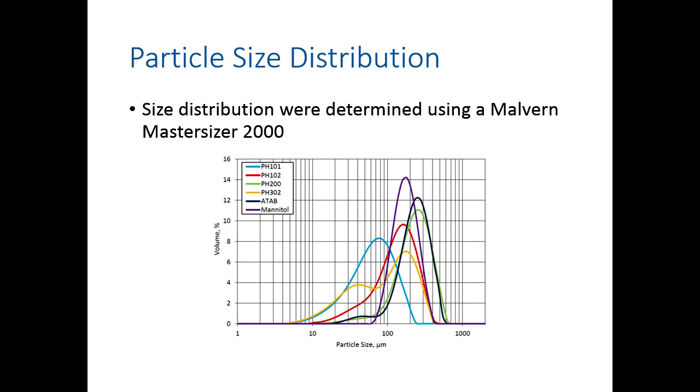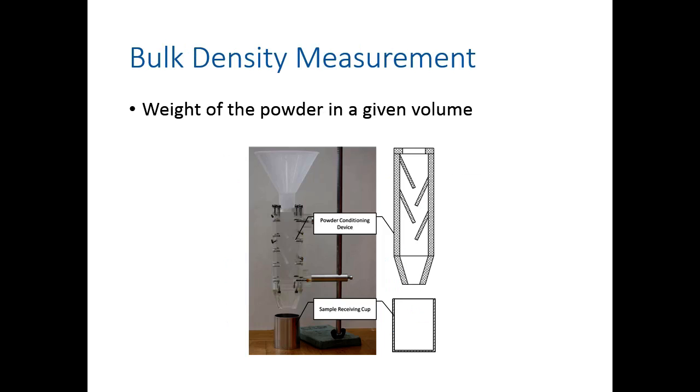And based on the data, we could identify the influence of particle size and also the bulk density of the powder in the experiments that we carried out. The next experiment was measuring the bulk density of the powder. So bulk density is just the weight of the powder in a given volume.